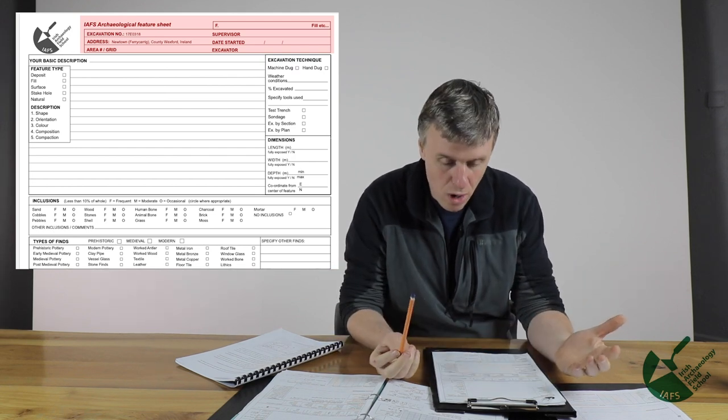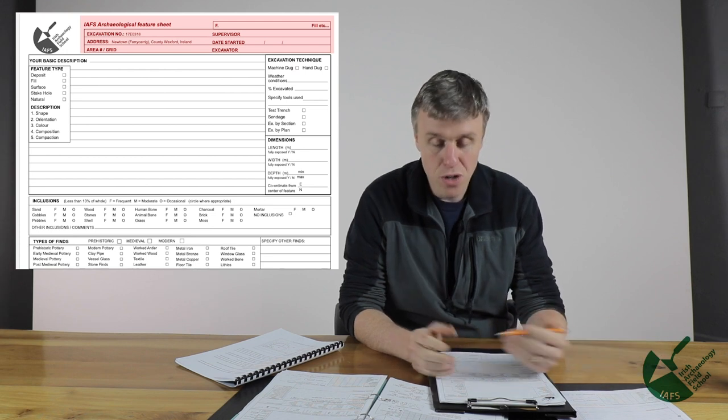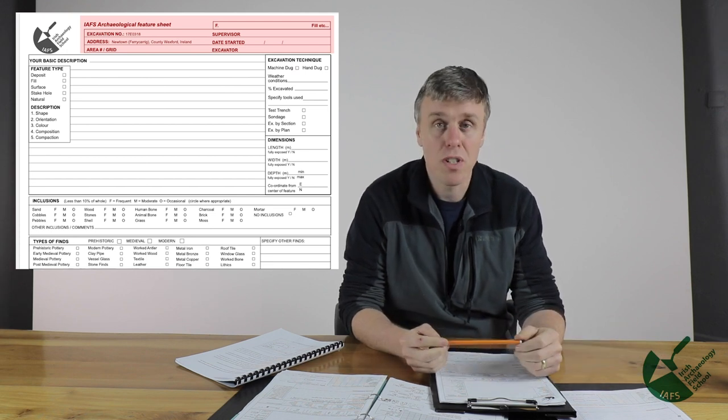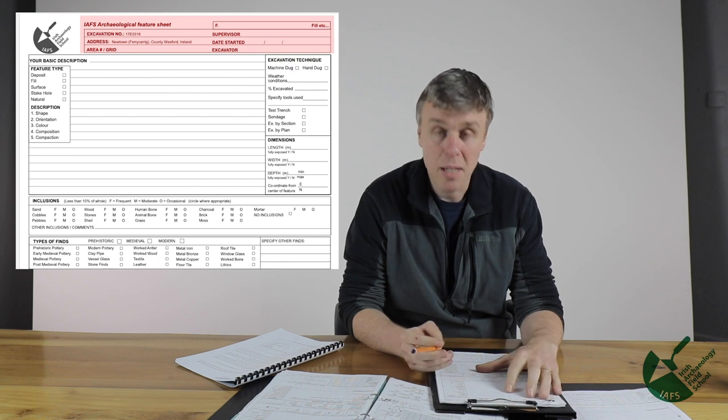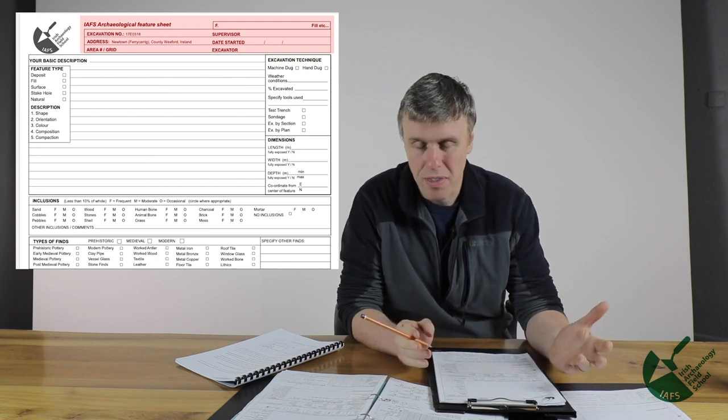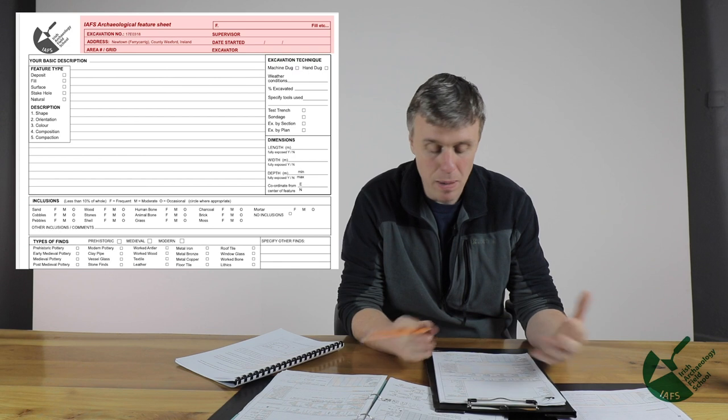So if you're working in cutting one, your feature number, for argument's sake, would be F1001. If you're excavating a distinct burial cut, you know you're not going to get 1,000 features, so you probably might just give them out in blocks of hundreds.